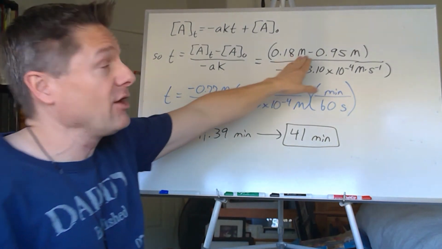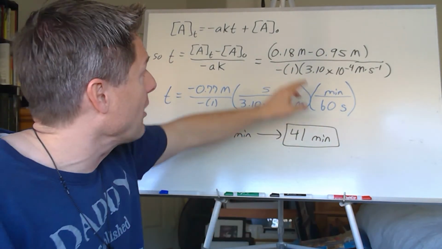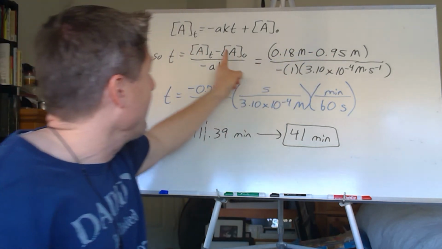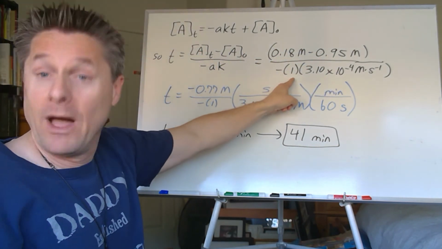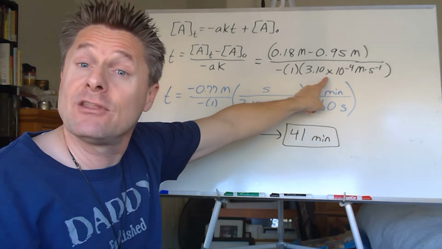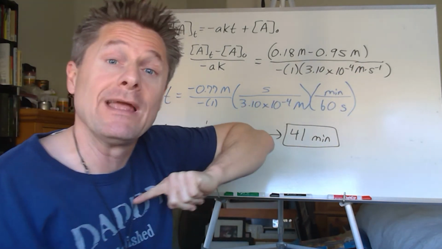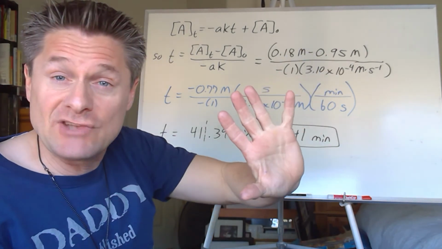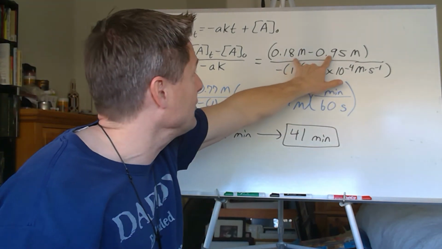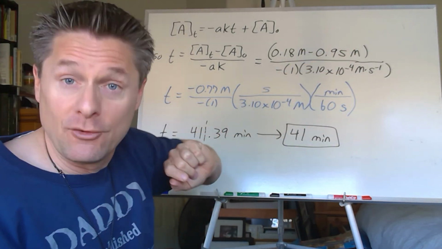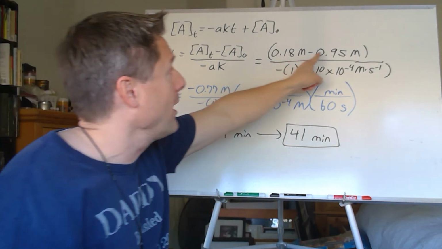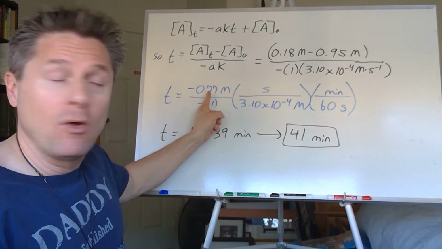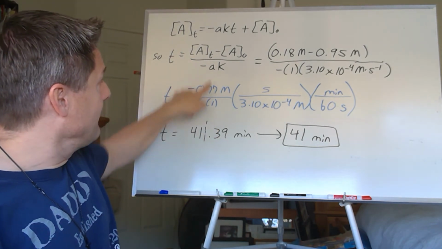Let's plug them in. Now we've got to do the subtraction first to track uncertainty. So that'll be 0.18 molar minus 0.95 molar over negative 1, A is 1, times the rate constant, 3.10 times 10 to the minus 4th molarity per second. All right, we've got to do this in 2 steps to track uncertainty. So let's do the subtraction, limited to the hundredths place, 2 decimal places. So 0.18 minus 0.95 is going to be negative 0.77 molar, over negative A, which is 1.